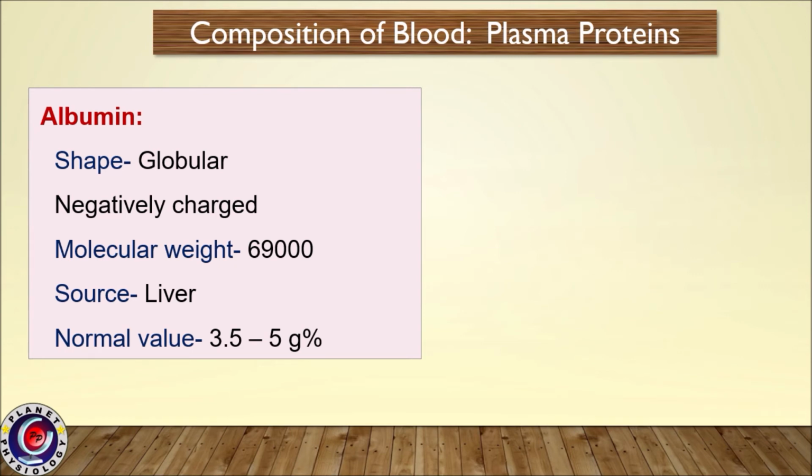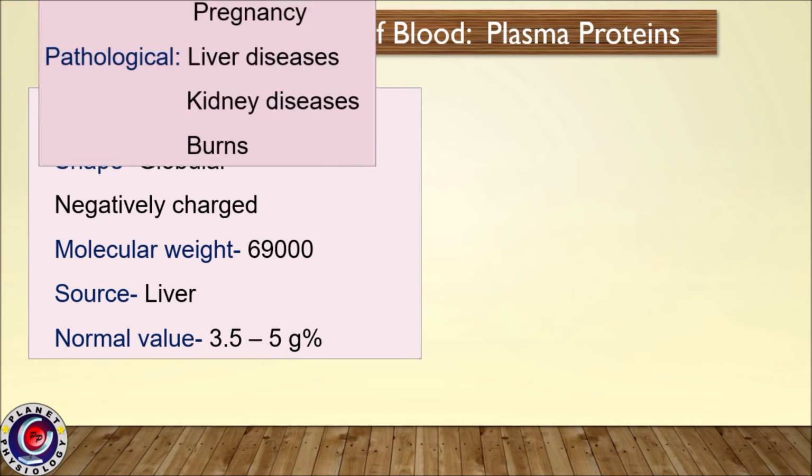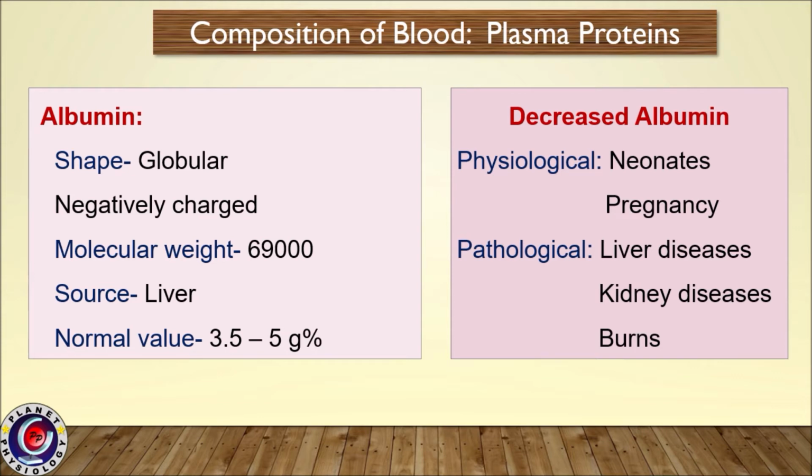Let us see about albumin. Albumin is a small globular protein and it has a negative charge on its surface. Its molecular weight is 69,000 and it is synthesized in the liver. The normal value of albumin is 3.5 to 5 gram per deciliter. Albumin concentration can be physiologically decreased in neonates as well as during pregnancy. Pathologically, it will be decreased in liver diseases where synthesis is a problem, in renal diseases where it will be lost in urine, and in burns where it will leak out from the circulation.